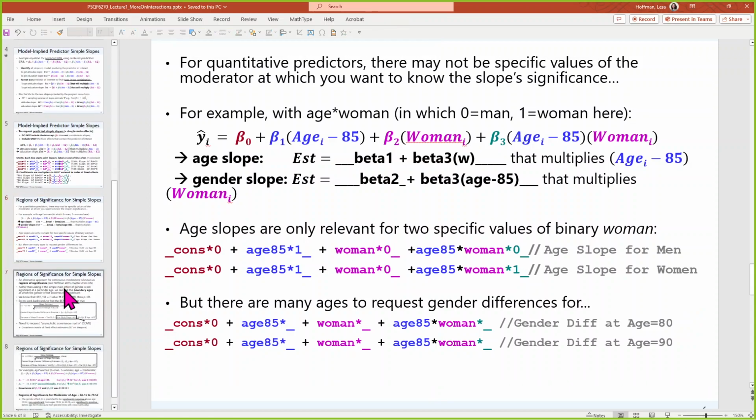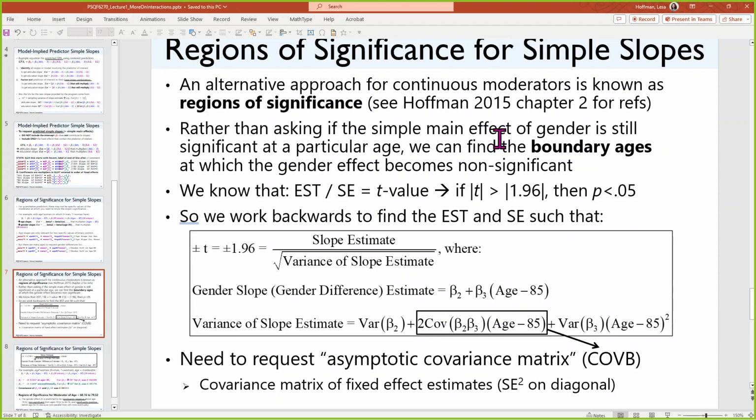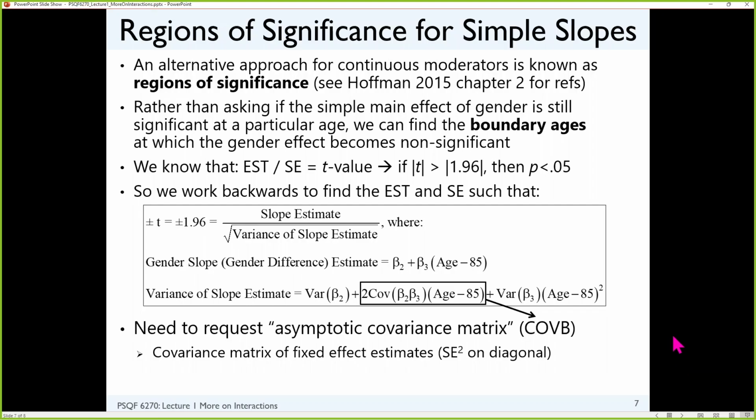So a way to do that that I think is super cool is called regions of significance. Or what did we talk about? Johnson-Neyman. So this was something from like the 1920s that people figured out how to hack for this purpose. I call it regions of significance. Basically what we would want to know is the value of age at which the gender effect turns on and the value of age at which it turns back off again.